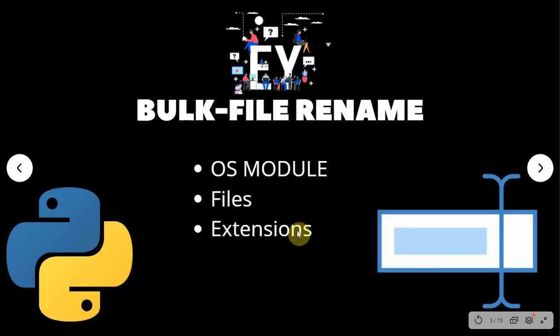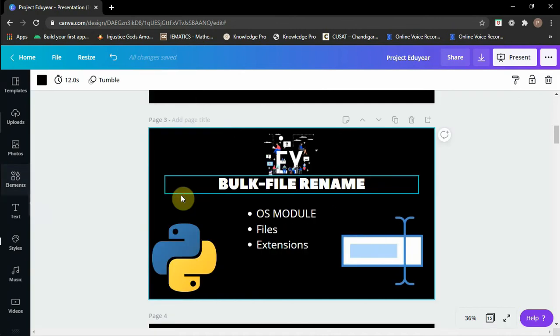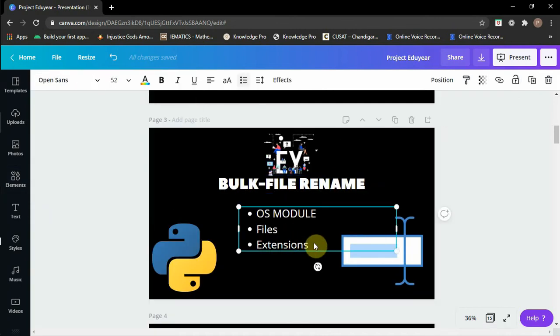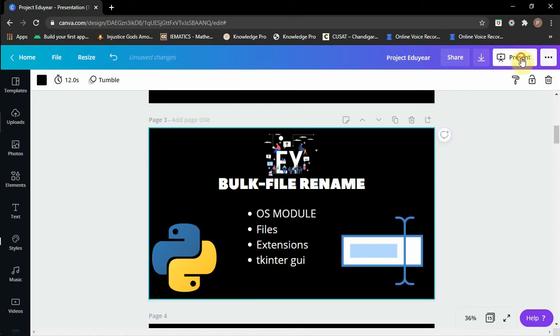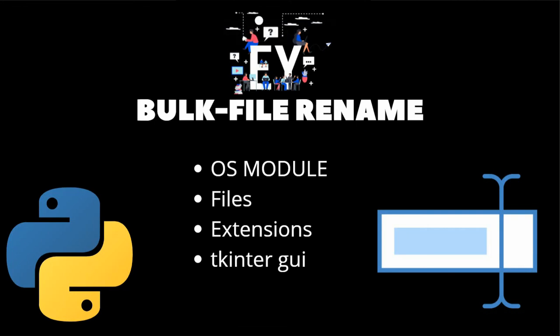But what I think, I can add one more thing into it. So let's just do it right now. So what did I do? I added tkinter GUI as well, right? So this is easier for me now. My project looks very pretty and can be said to be a resume-level project, to be more precise. So we did the os module, we had files, we had tkinter GUI as well, and we created extensions too.